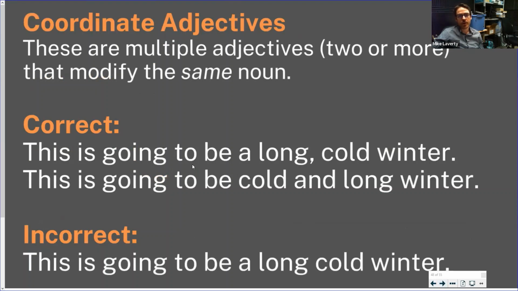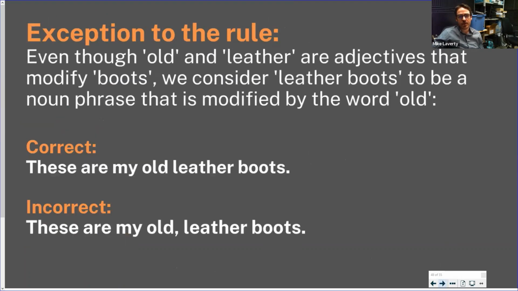We have coordinate adjectives. These are multiple adjectives, two or more, that modify the same noun. So a long, cold winter, or a cold and long winter. This is going to be a long, cold winter.